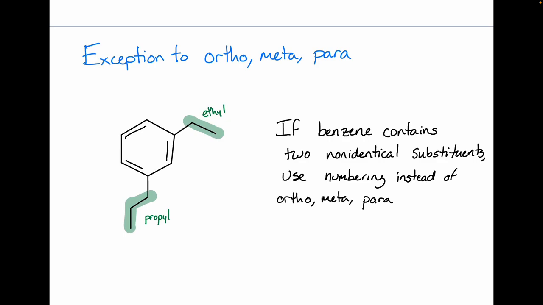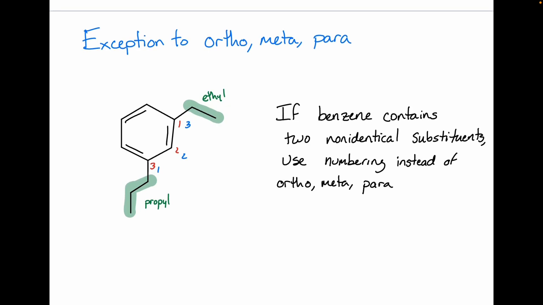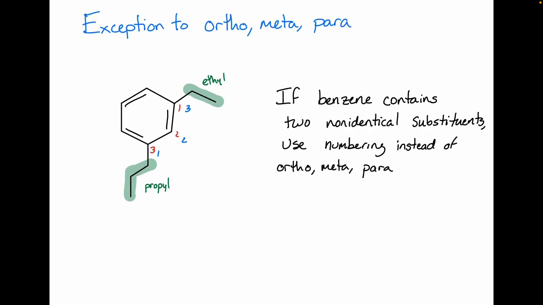So in this case, I have an ethyl group and I have a propyl group. I can number it from the ethyl to the propyl or vice versa. Which one of these numbering schemes am I going to use? Red or blue? Red, right? So in this case, because they're going to be the same distance apart, I'm going to use my alphabetical order. So 1-ethyl, 3-propyl, benzene.